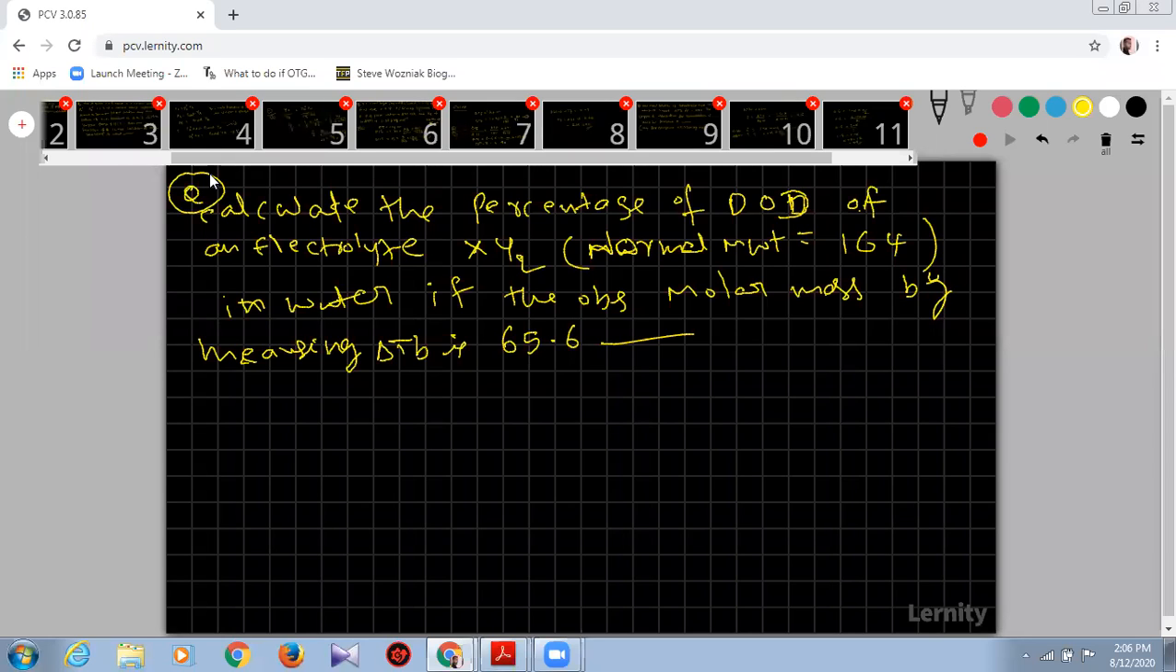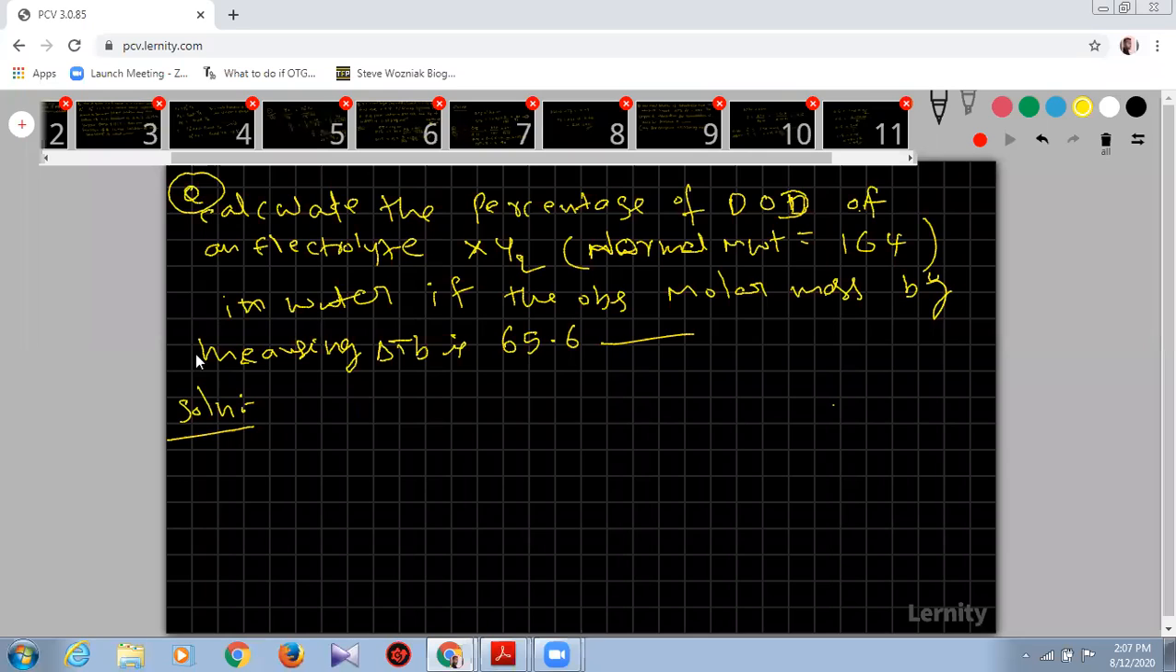Here the observed molar mass is 65.6. Someone is telling 0.75, 0.6, 0.575%. Okay, I will do it. If the observed molar mass by measuring delta Tb is 65.6, so now I'll do the solution.